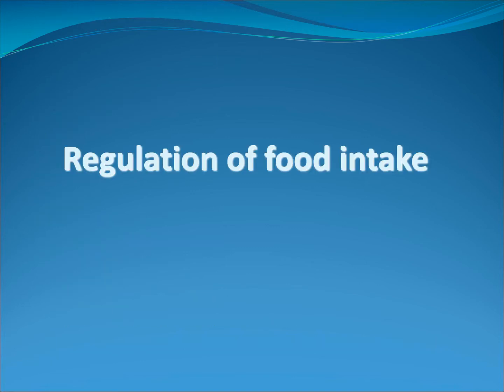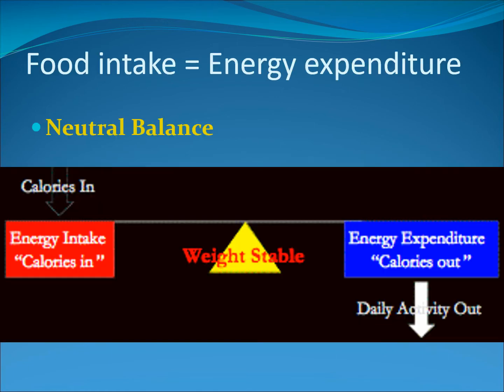The last subject we are talking about is regulation of food intake. Every day we are ingesting a certain amount of food. That food has energy value. As you know, the energy value of 1 gram of carbohydrate is around 4 calories, and for fat is around 9 calories, and for protein is around 4 calories.